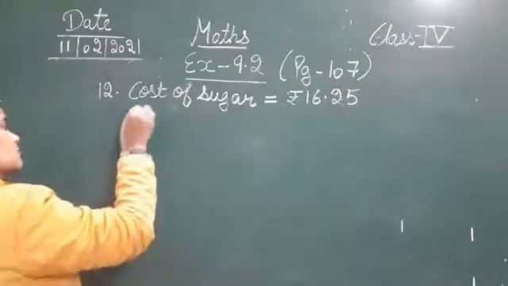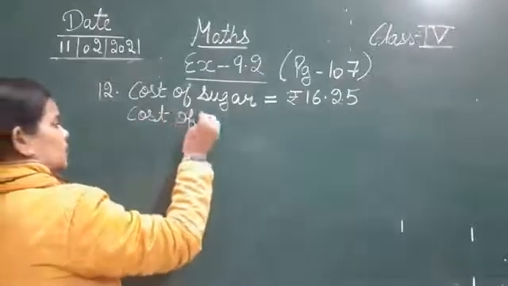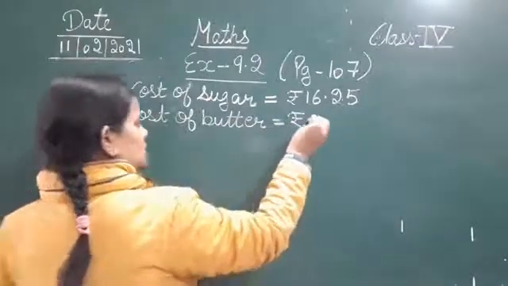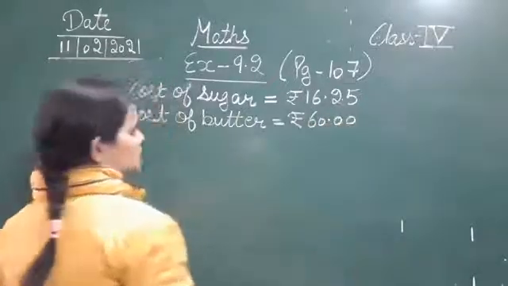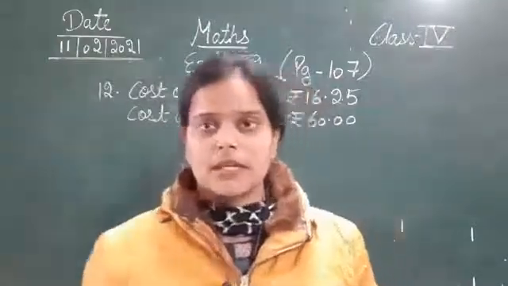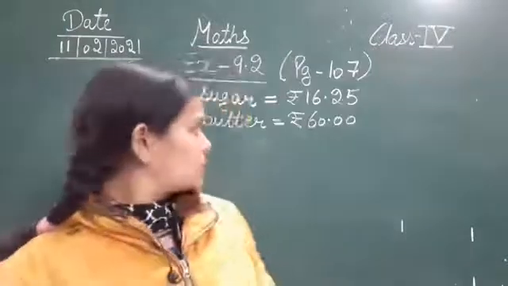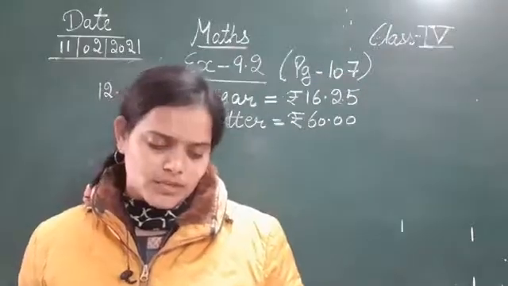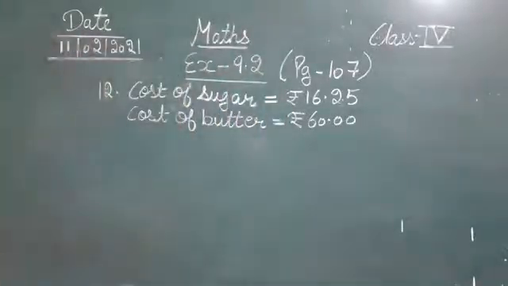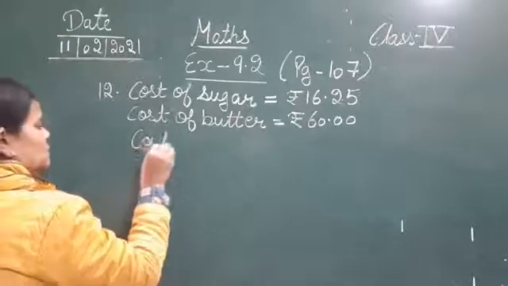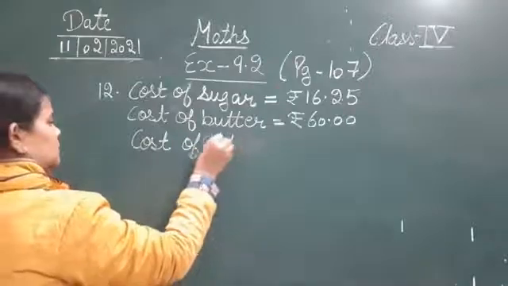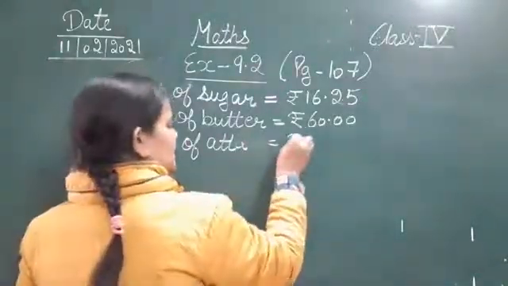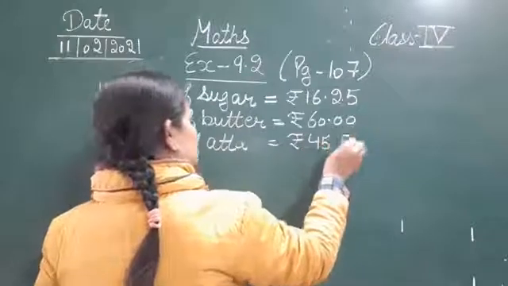Okay, so the cost of butter is equal to rupees 60. The third item he purchased, that is 5 kg atta. So the cost of atta is 45 rupees and 50 paise. So the next thing that he had bought, that is atta. So cost of atta is equal to 45 rupees and 50 paise.